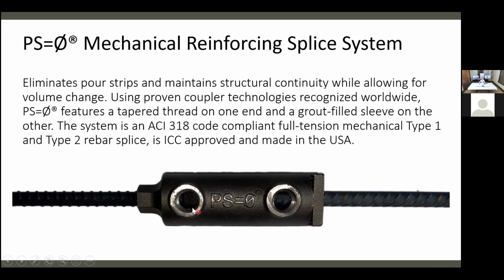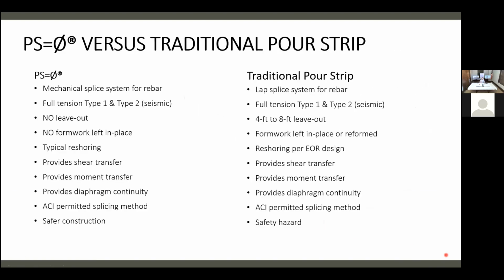And you're looking down at our coupler. These are the portholes for grouting later that get used to lock the coupler up. So how do we stand up against a traditional pour strip? We're exactly like a traditional pour strip, except for the way we splice the rebar. And ACI allows 4 methods of splicing rebar. We're one of them. A mechanical splice is allowed by ACI. So is a lap splice. Those are the 2 primary ways engineers and contractors splice rebar: lap splice and mechanical splice.